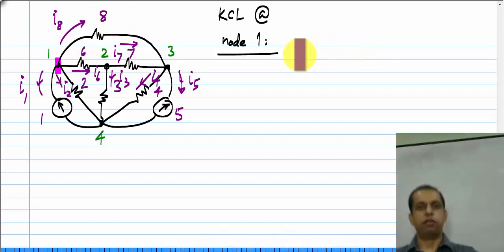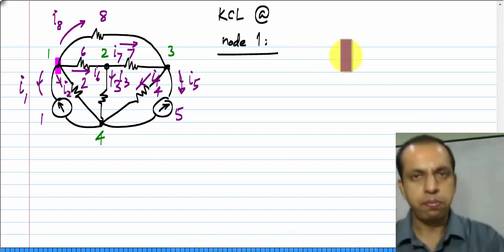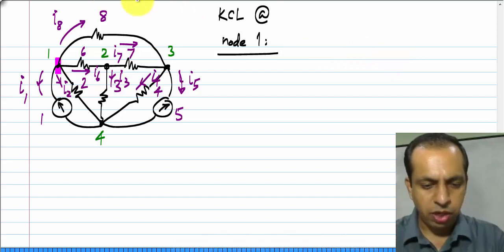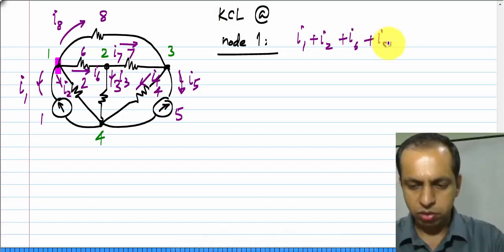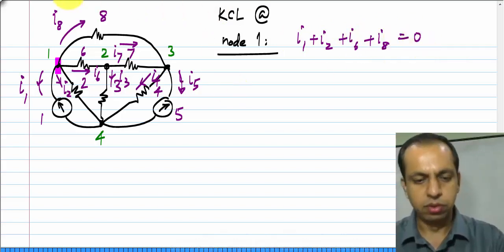In fact, I would encourage you to pause the video at this point and write the KCL equations at every node by yourselves, and then restart the video and verify that whatever you have got is correct. This is just to get some additional practice in keeping all the signs in the KCL equations correct. So, at node 1 we will have I 1 plus I 2 plus I 6 plus I 8 to be 0.